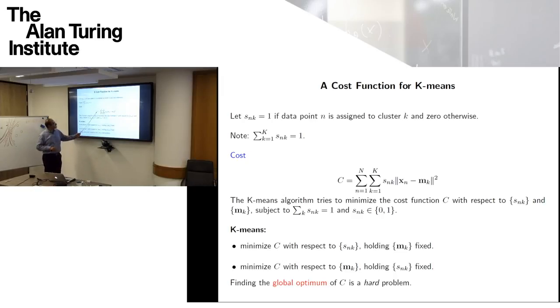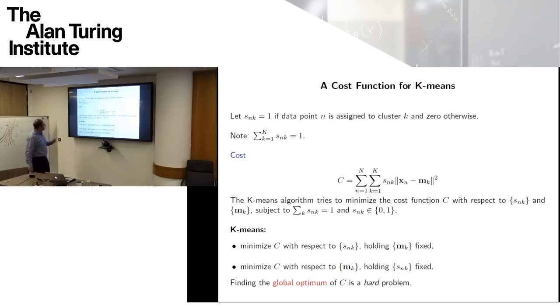And now here is a cost function. This is a function of the s's and the means. It's just the sum over all the data points, the sum over all the clusters of s_nk times the squared distance between data point x_n and mean m_k. That's the cost function. How do I prove to you that that's the cost function? Well, the way to prove that is to show that every step of the k-means algorithm is trying to decrease this cost function. Okay?